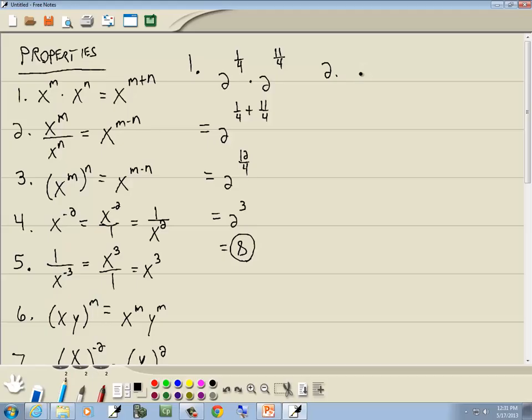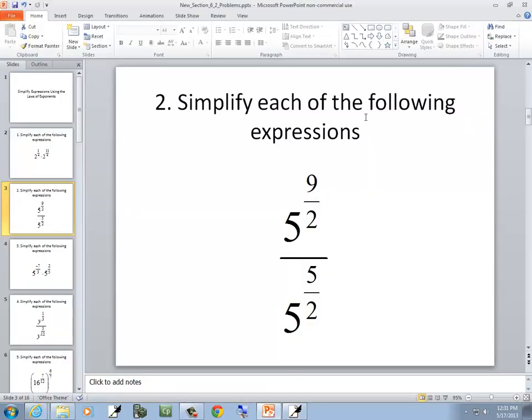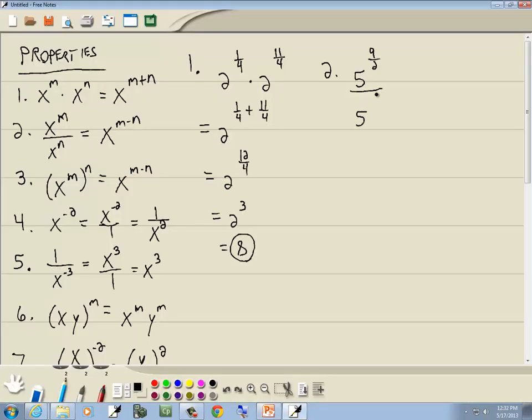Our second example here, we've got 5 to the 9/2 over 5 to the 5/2. Well, this is our second property. If these are the same, these are both 5 to a power, then what you do is you subtract the smaller exponent from the larger one. So we've got 9/2 minus 5/2, and that's going to give us 4/2, or 2.